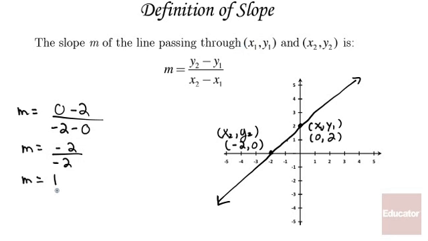So what this is telling me is that we say m equals 1, but what we really mean is m equals 1 over 1. You could think about it that way and say that for every increase in y by 1, I'm going to increase x by 1. Increase y by 1, increase x by 1.